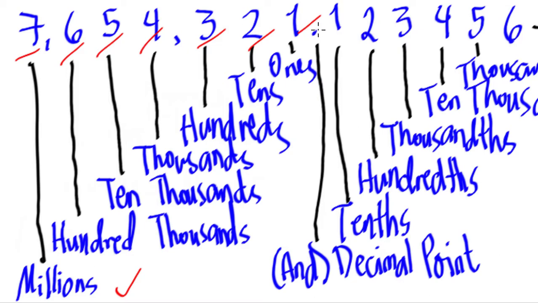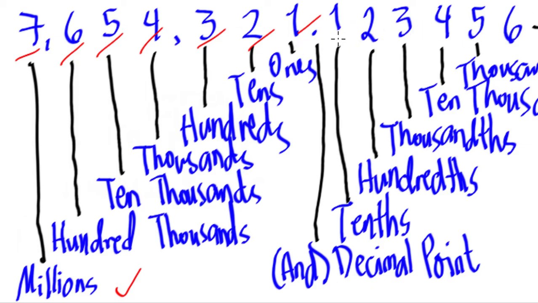Now, this point here, we technically call our decimal point. Some books call it separatrix, but I won't call it that, since separatrix is another terminology in differential equations, which I don't want to mix up in your head. So let's just call it decimal point, but we read this as "and". If we just stop at the number 1, we read all these numbers from 7 to 1 as 7,654,321. And the moment we see the decimal point, we read this as "and", then 1, 2, 3, 4, 5, 6.